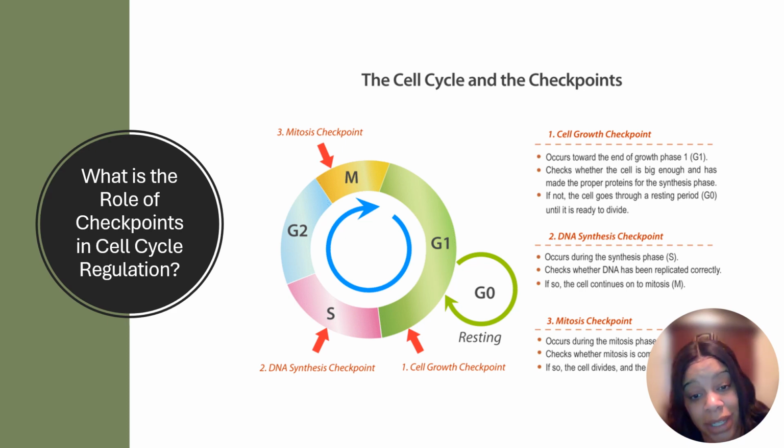So, yes. In the DNA synthesis checkpoint, this occurs during the synthesis phase or the S phase, and it checks whether DNA has been replicated correctly. If so, the cell continues on to mitosis. And 3, the mitosis checkpoint occurs during the mitosis phase, and it checks whether mitosis is completed. If so, the cell divides.